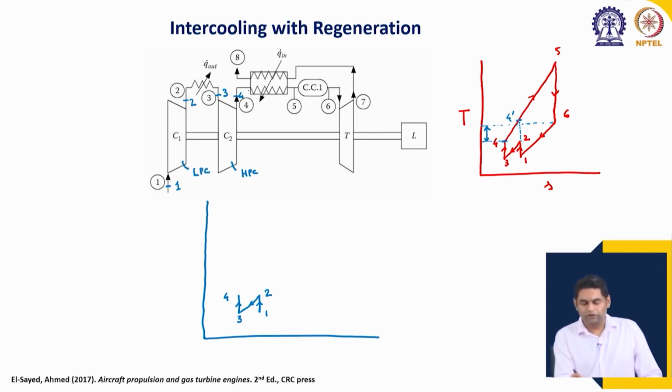Now, after that at 4, the outlet air from the compressor is passed to the regenerator, where it gets heated by the regeneration process. We will draw the regeneration later on. Let us say that this is, so we will go as per this diagram. This will be after combustion, this is state 6. This is 7.